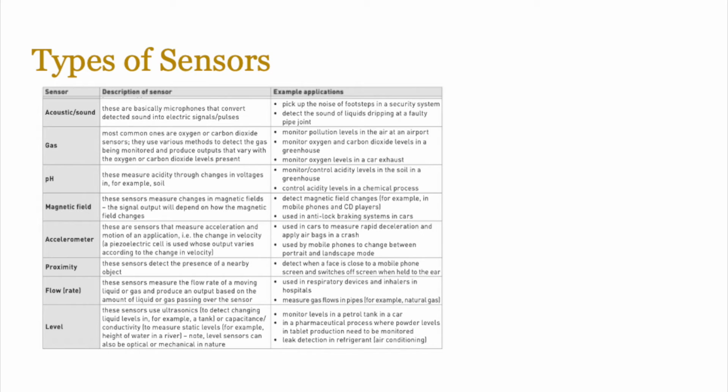These sensors use ultrasonics, and they're used to detect the changing liquid levels, for example, in a tank, or perhaps the level of water in a river, and they do that through using capacitance or conductivity. Remember, level sensors can also be optical or mechanical in nature, and their applications include monitoring the level of petrol in a car, or perhaps in a pharmaceutical process where the powder levels in a tablet production needs to be monitored, or for detecting leaks in air conditioning when we have refrigerant which keeps everything cool, and that can also apply to fridges as well.